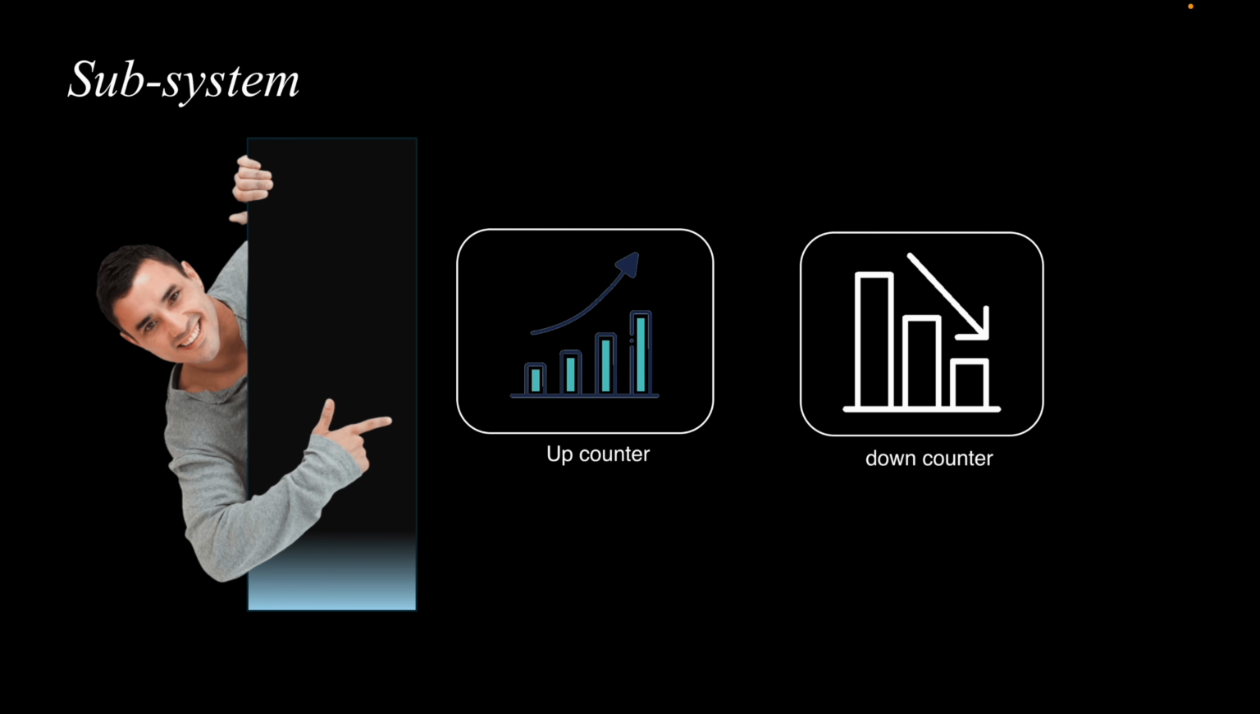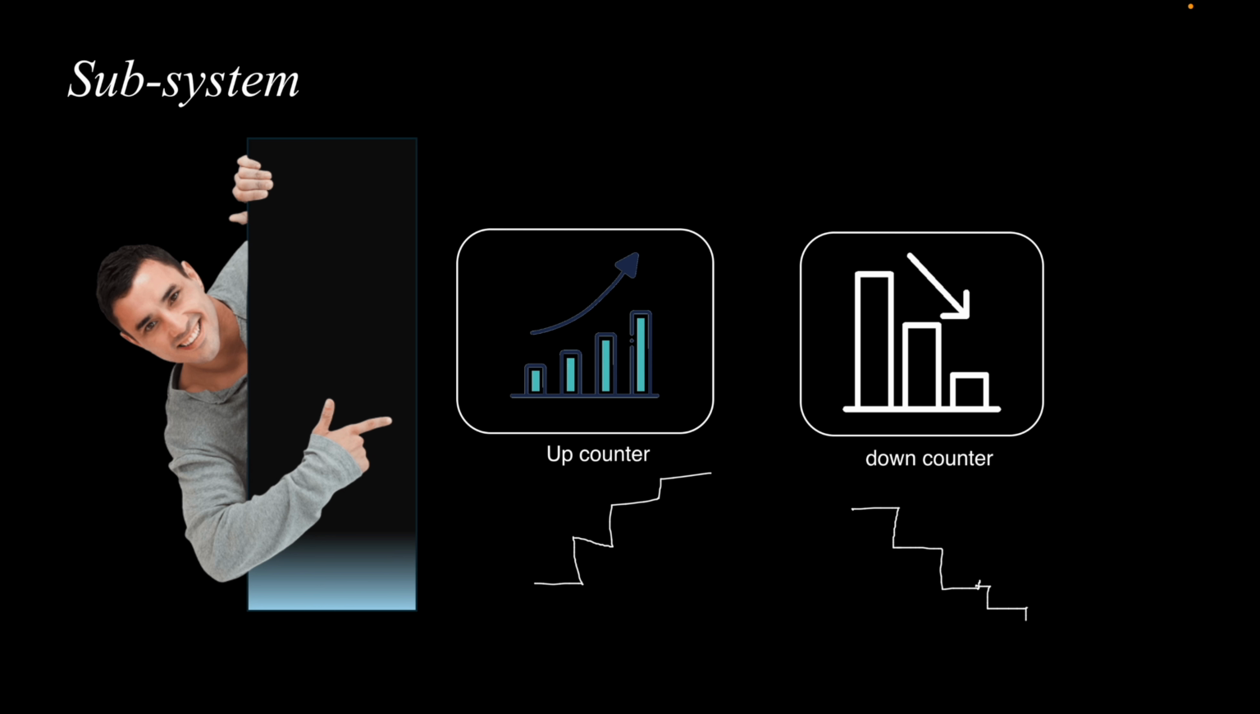A subsystem is a function block. You can consider it as a function block. For example, in this case, you can consider an up counter. Whenever you want to do counting up, then you need to implement an up counter. But suppose you want to implement a down counter, counting down, then in that case you will need a down counter.